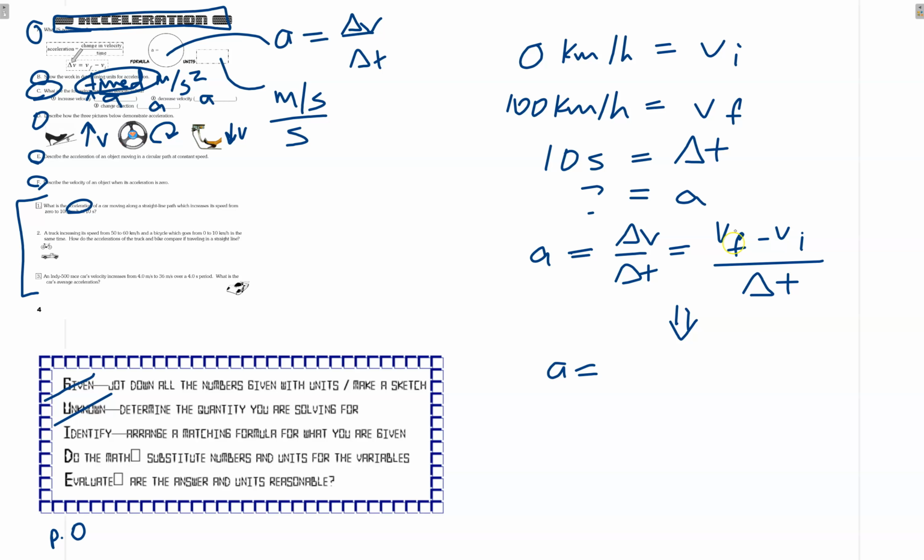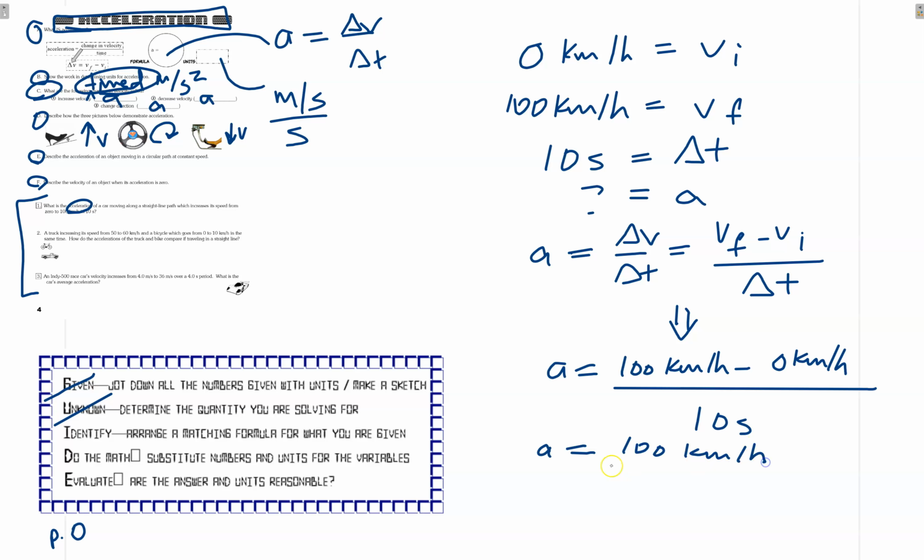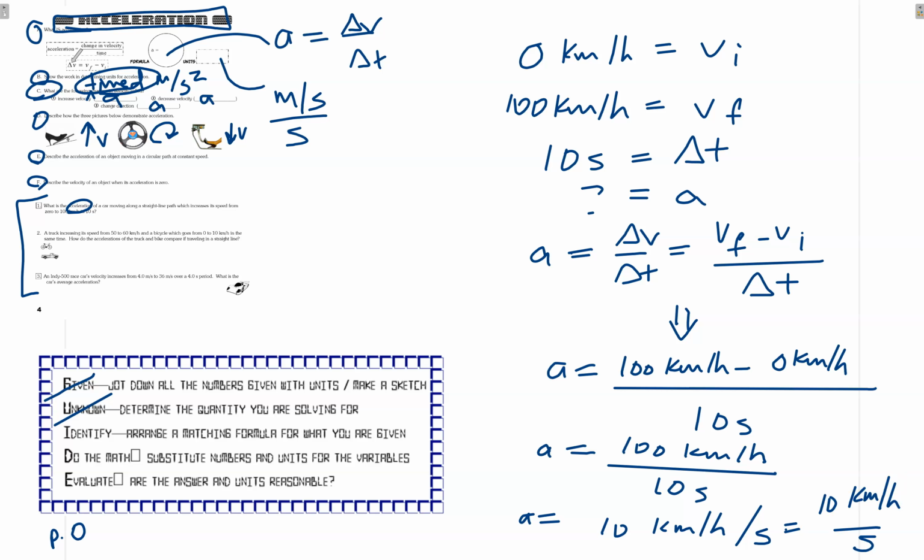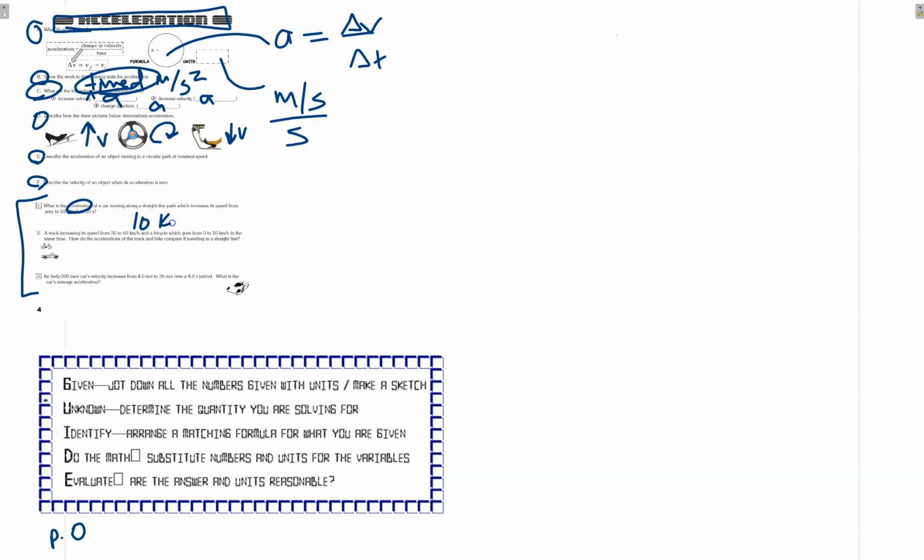So acceleration, I have velocity final, 100 kilometers per hour, minus 0 kilometers per hour, divided by my time interval of 10 seconds. Acceleration, I have 100 minus 0, 100 kilometers per hour, divided by 10 seconds. 10 goes into 100 ten times, so 10 kilometers per hour per second. Which means for every second, I had an increase of 10 kilometers per hour. My velocity increased by a rate of 10 kilometers per hour every second. So 10 kilometers per hour per second turned out to be the rate.